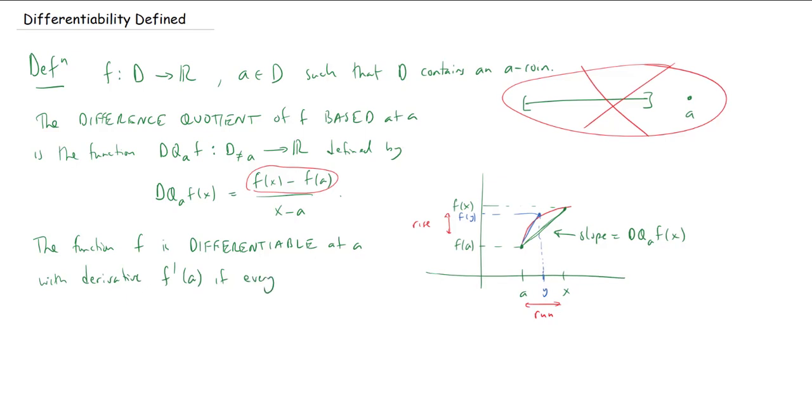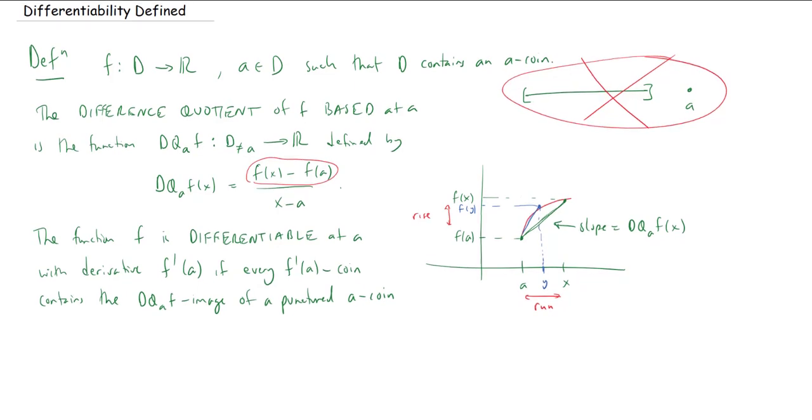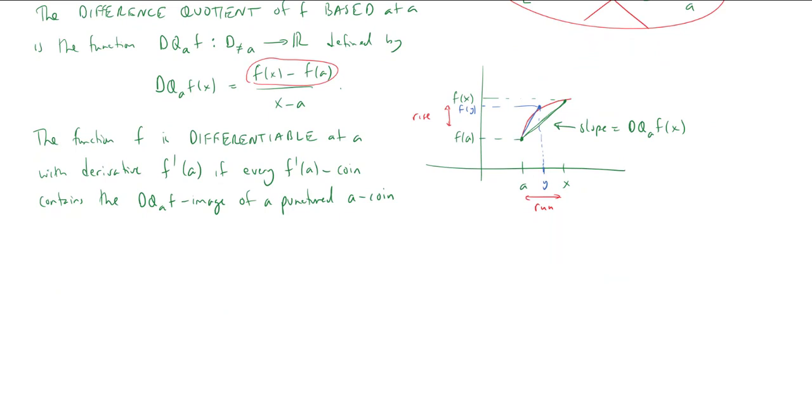So f prime of a, that's what we expect the derivative to be, so I'm going to look at an f prime of a coin, and if it contains the DQ_a f image of a punctured a coin. Okay, so that's probably just jumping the shark here with using this a coin language, but when we translate it, you'll see what it means.